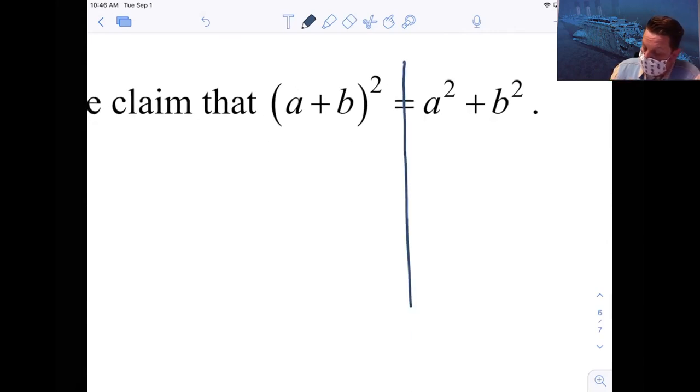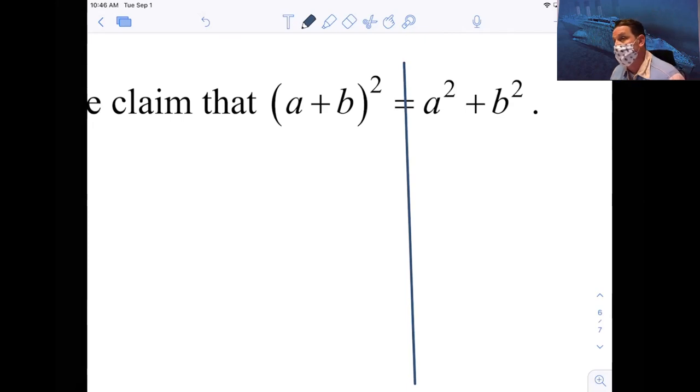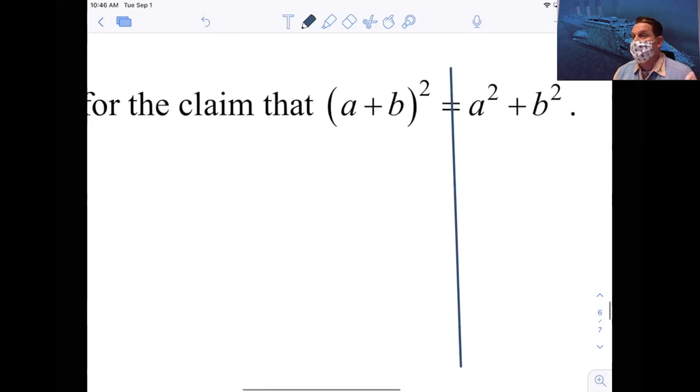First of all, we draw a line down the middle. We do proofs as well later on, trig proofs. We're going to evaluate both sides separately and compare the two values that we get. But we do have to state which values we're going to use. So come off to the side and we'll say, let A equal 0 and B equal 1. I just pick random numbers. So you're declaring that: let A equal 0 and B equal 1.